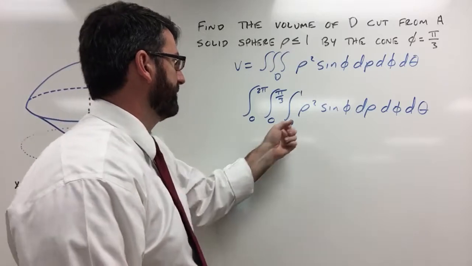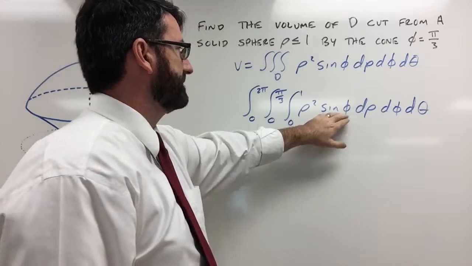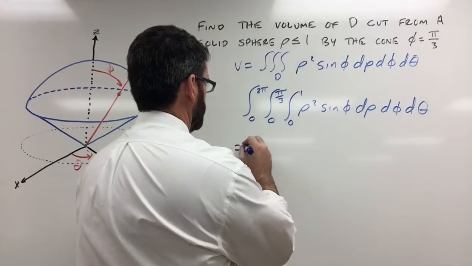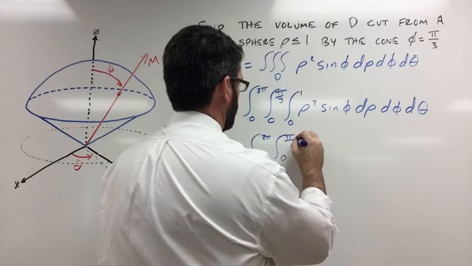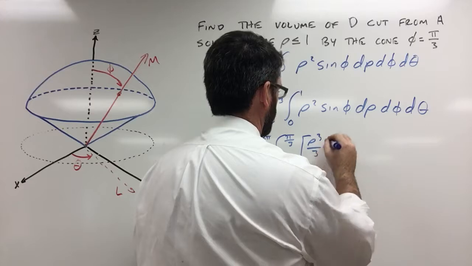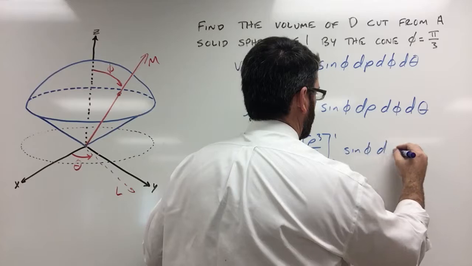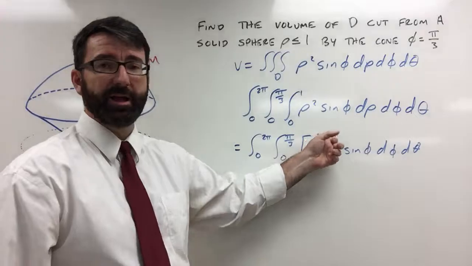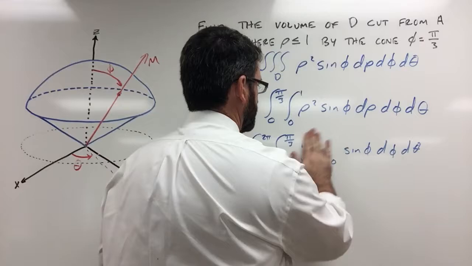So first let's integrate this with respect to rho. We're going to keep sine of phi constant, the integral of rho squared. So let's set this up. This is 0 to 2 pi, 0 to pi over 3. And then this is going to be rho cubed over 3, evaluated from 0 to 1, sine of phi d phi d theta. And if we plug in 1 for rho, we're going to get 1/3. Plug in 0, we get 0. So this is just going to be 1/3.